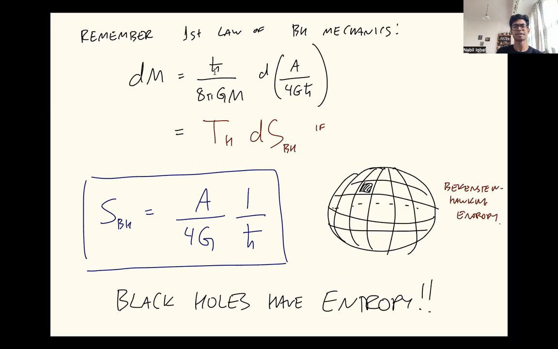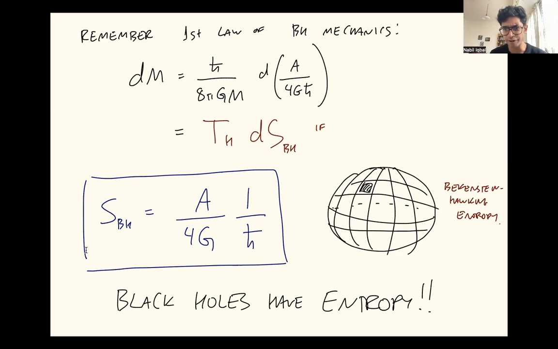It said dM is something times dA. We now know precisely how to isolate the part of the something that is the Hawking temperature, which means we can figure out exactly what the part that should be S is. And what we conclude is that the black hole has an entropy, which is exactly given by its area divided by 4 times Newton's constant times h bar. This is called the Bekenstein-Hawking entropy of the black hole.